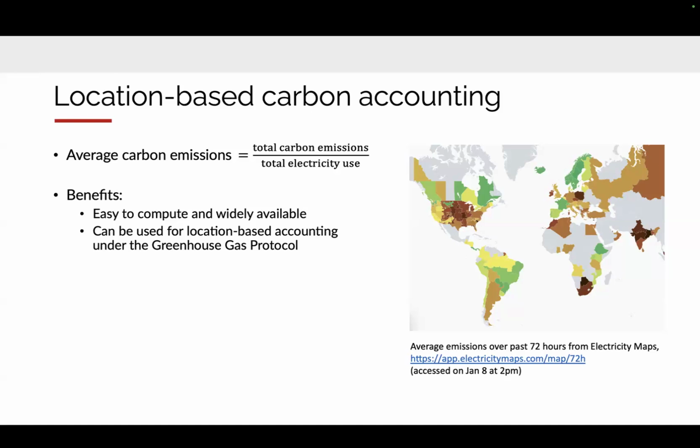What is the time frequency or resolution involved in this average? Yeah, so what's the time frequency or resolution?